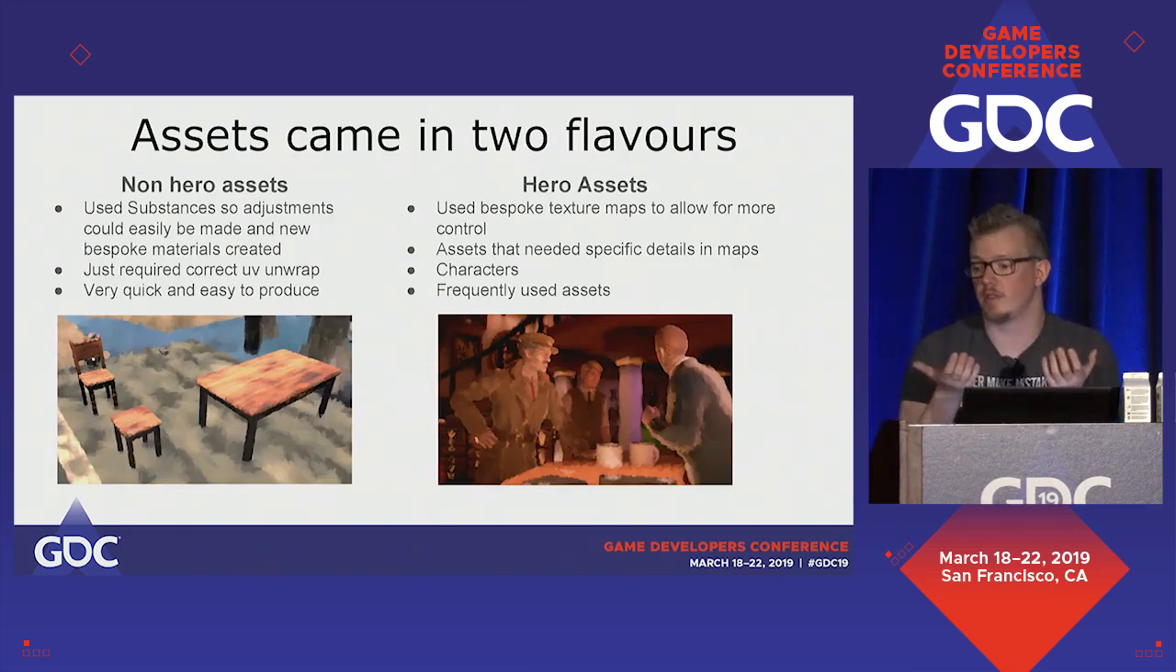Assets came in 2 flavors. We would have hero assets such as characters and assets that were used often. They would be hand painted in Substance Painter, whereas the rest would use substances from Substance Designer. And the good thing about those is that the only thing we needed to do was a correct UV unwrap, and the model would be done.